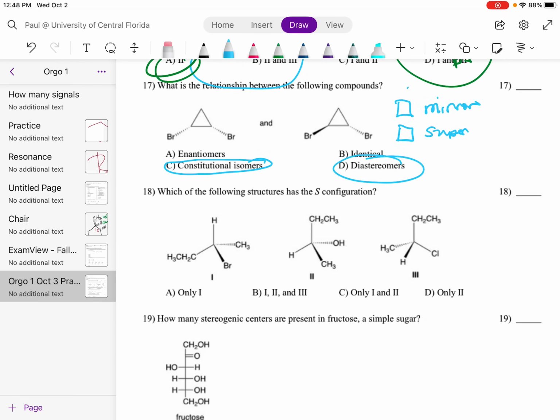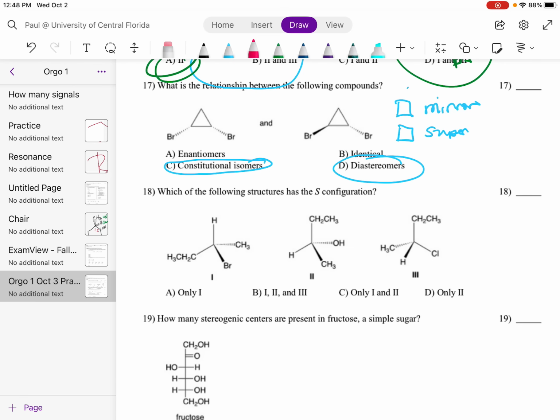So which of the following structures in question 18 has the S configuration? Okay. So if we take a look at structure, let's take a look at structure 3. We'll start off with that one first.